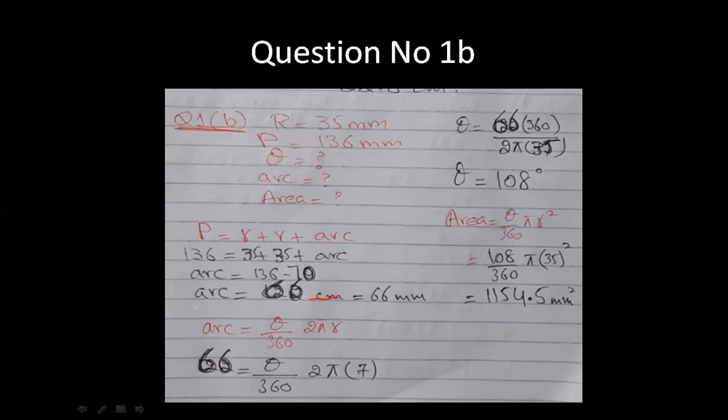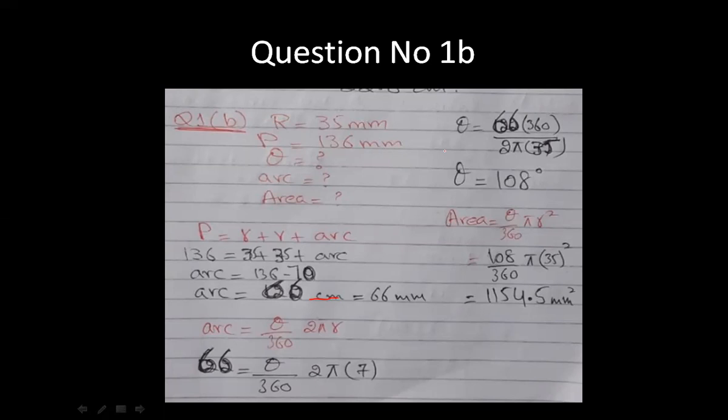Okay, so once you know the arc, then apply the formula for the arc, that is theta by 360 2 pi r. I know the arc, that's 66 equals theta by 360 into 2 pi, and the radius is 35. I will take these things to the other side, and I will make this theta the subject of the formula. So you will have theta equals 66 multiplied 360 divided by 2 divided by pi divided by 35. So in your calculator you will enter like this: 66 multiplied 360 divided 2 divided pi divided 35 equals, and that will give you 108. So the angle subtended at the center by this sector will be 108.